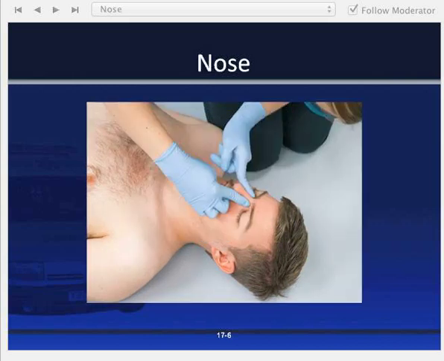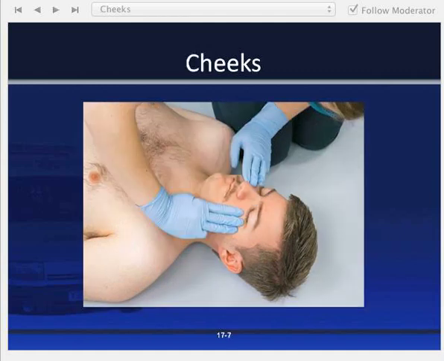When evaluating the nose, gently palpate the nasal bones for instability or tenderness, as well as DCAP BTLS and fluid. When evaluating the cheek, gently palpate on the cheekbones for instability or tenderness, as well as DCAP BTLS.